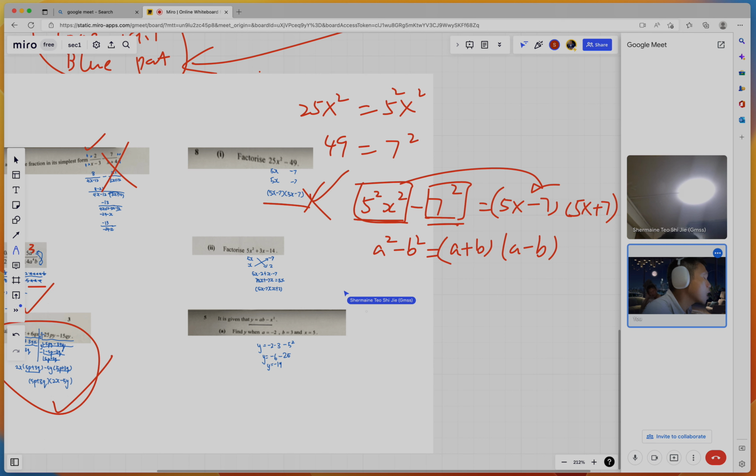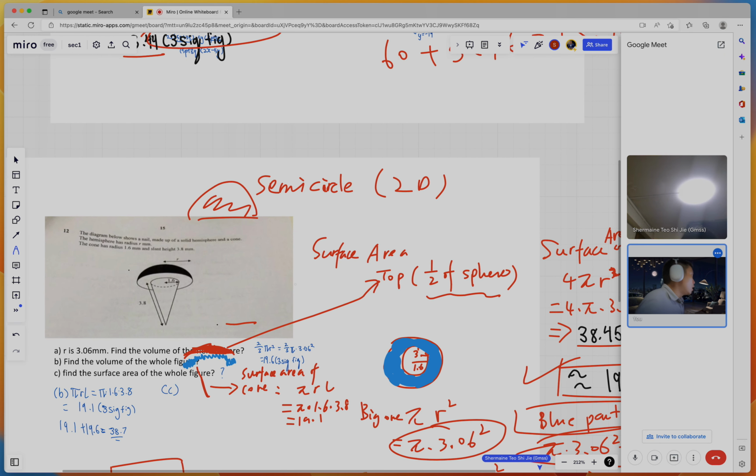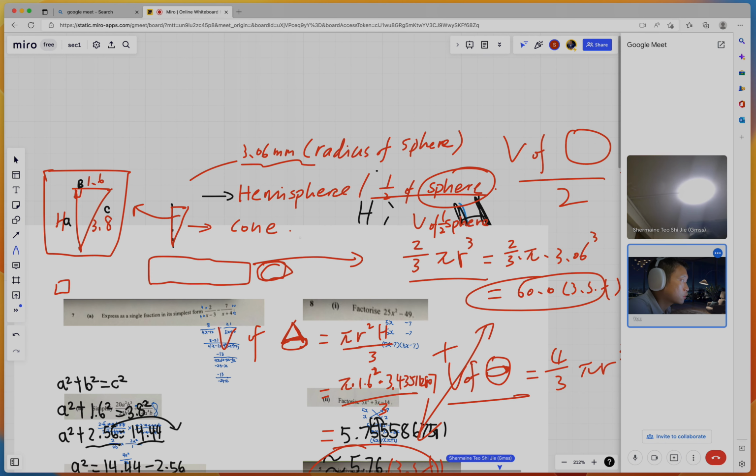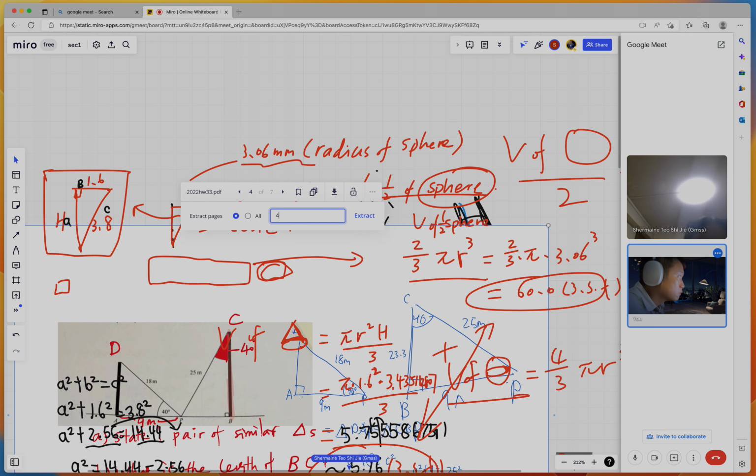Okay. Then for this one, let me see. For this one, it is given that, then you sub in. Wait, when you sub in the value, how come your A here, right? Oh, okay, good. This one is okay. Okay, good. Okay. Next page. Page 4. Let me get page 4 out.